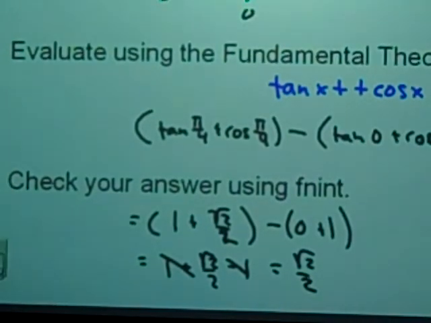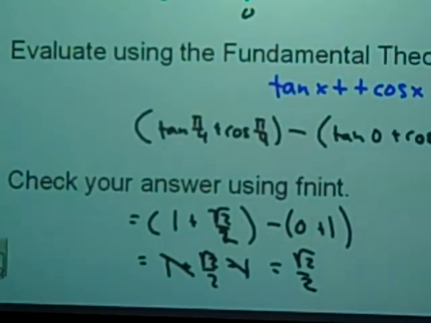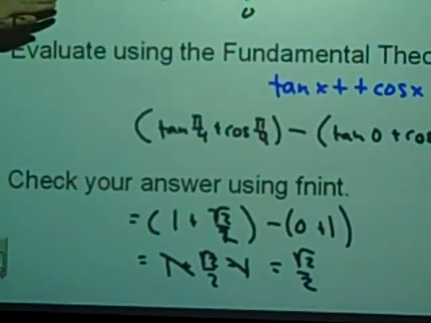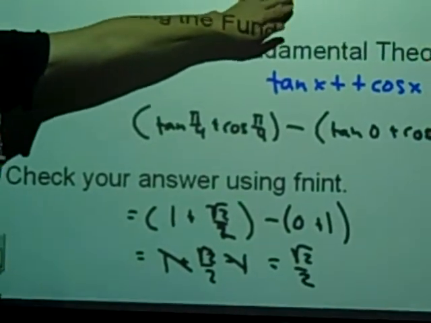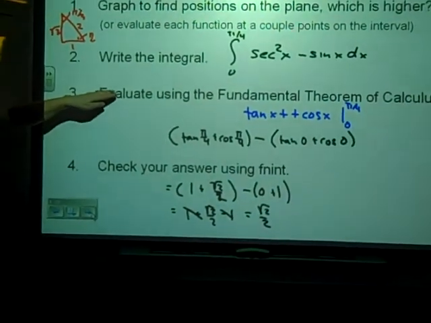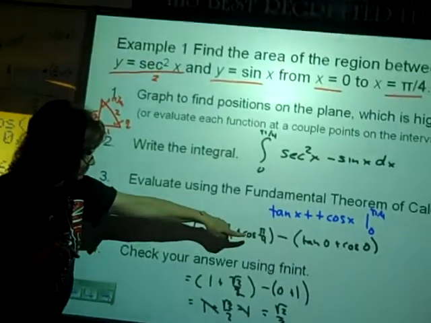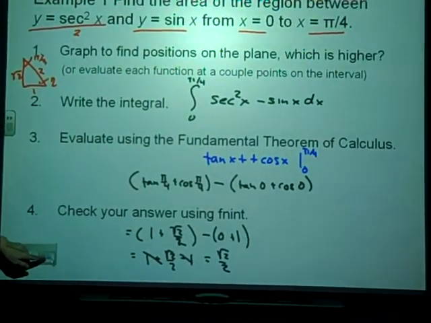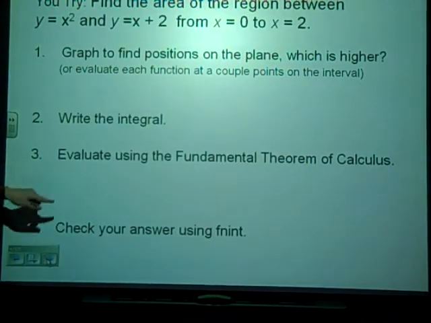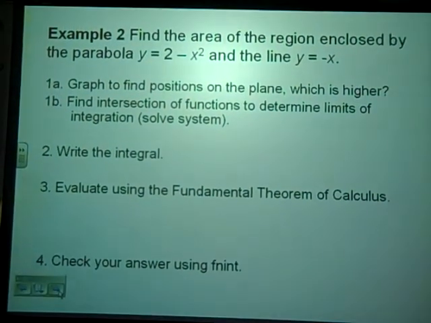So these are the steps. Graph it to find the position on the plane, or just pick a point, and evaluate it to see which is higher. Write your integral, your limits of integration, with your higher function first, evaluate it, take the antiderivative of each piece from one end to the other, and work it through to your answer, okay? So let's try another one.